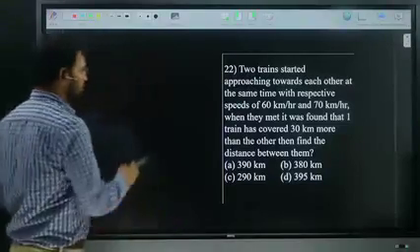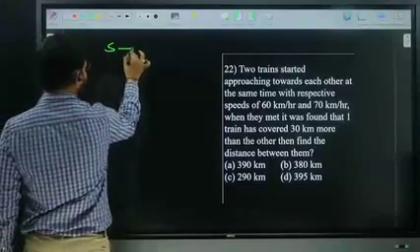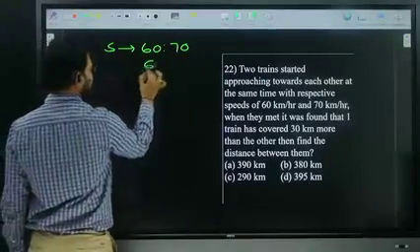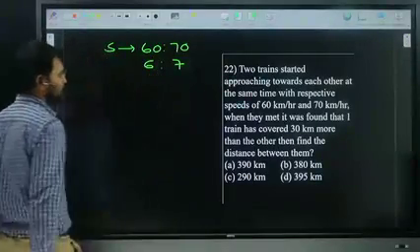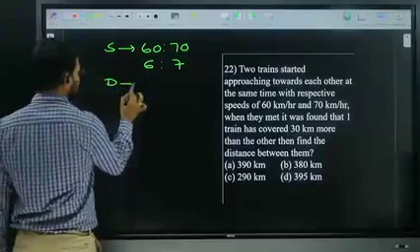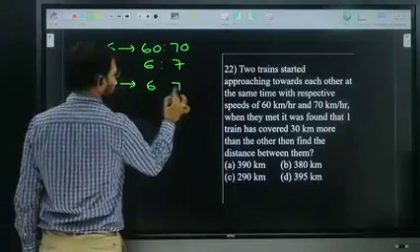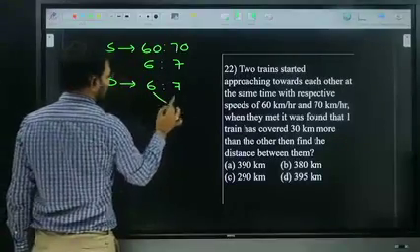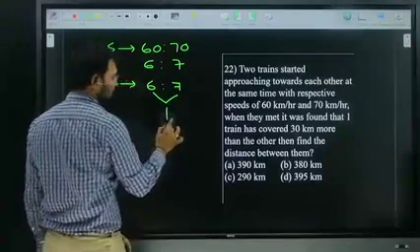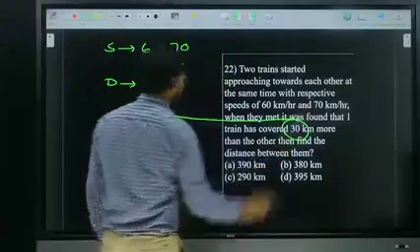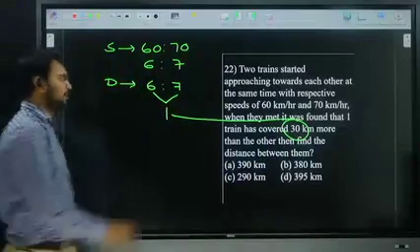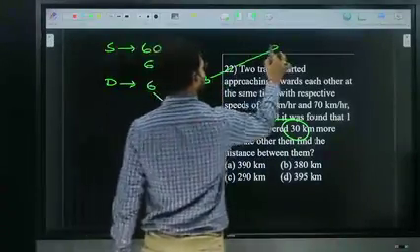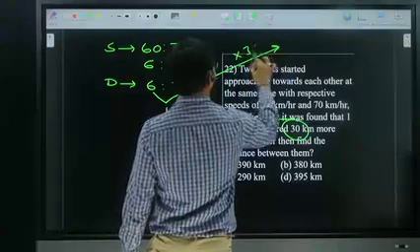Very good. So here, speeds are in the ratio 60 is to 70, that is nothing but 6 is to 7. Therefore, distances are in the ratio 6 is to 7. How many parts difference is there? One part. One part is nothing but 30 kilometers. Now I need 13 parts. So 13 into 30, 390.